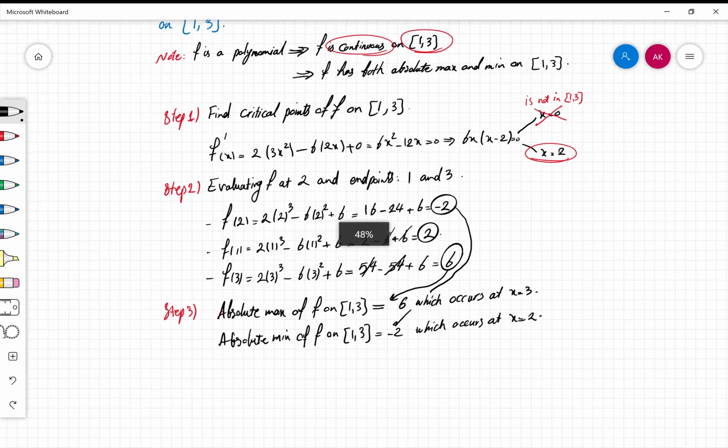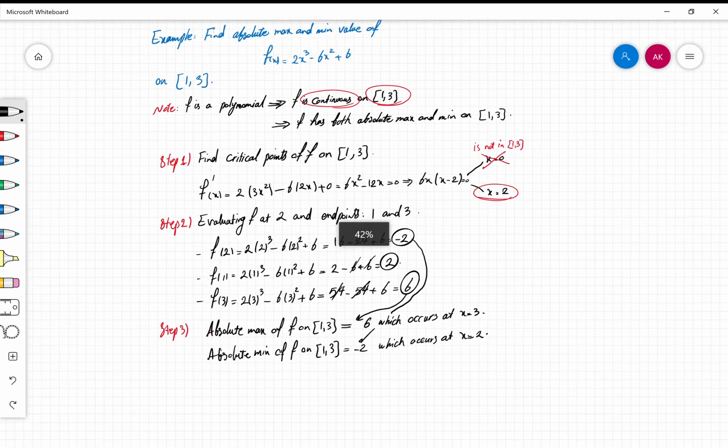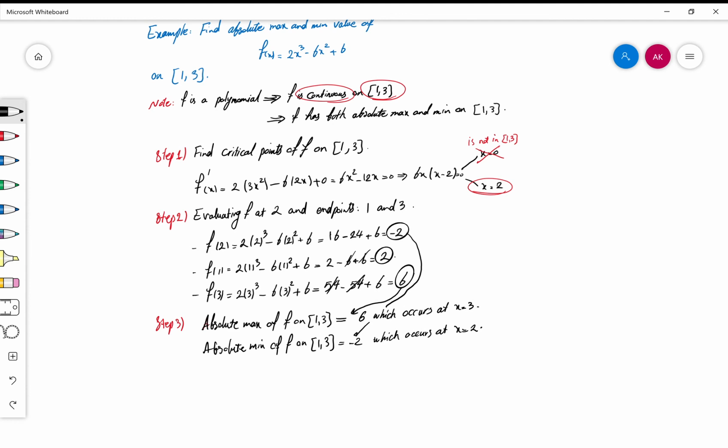Okay, so these are the steps, easy steps. First, find critical points. Make sure that you're picking the ones that are in the interval. Then evaluate the function not only at those critical points that you found in step 1, but also at endpoints. Then pick the largest one, that's the absolute max of the function on that interval, and pick the smallest one, that's the absolute min of the function on that interval.